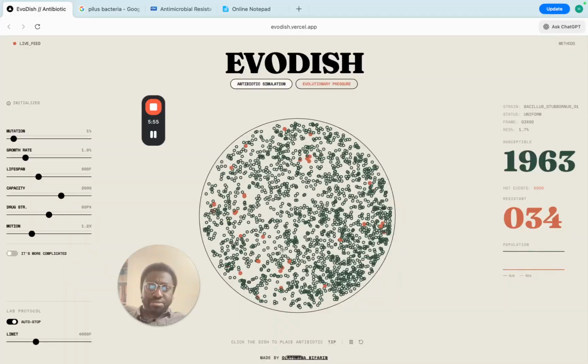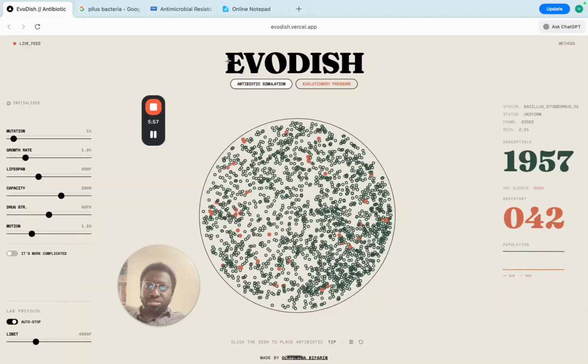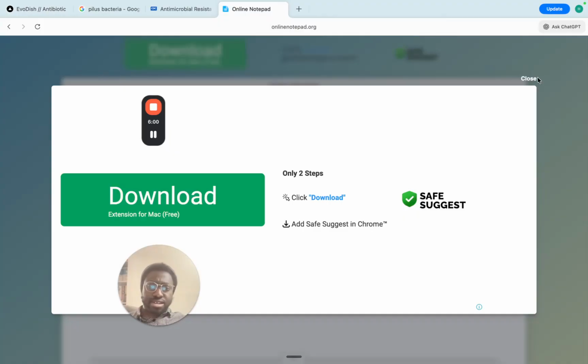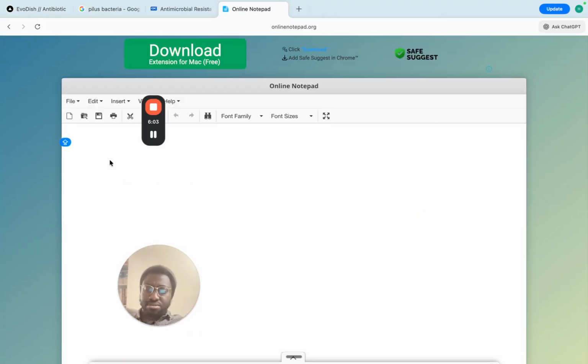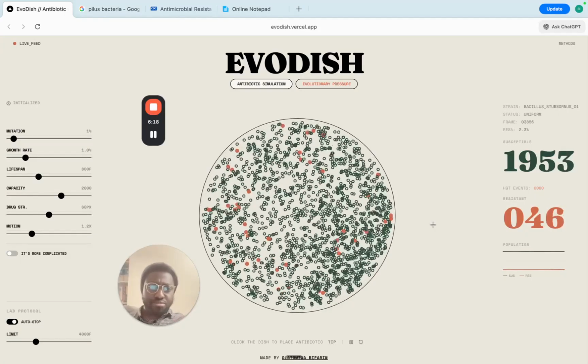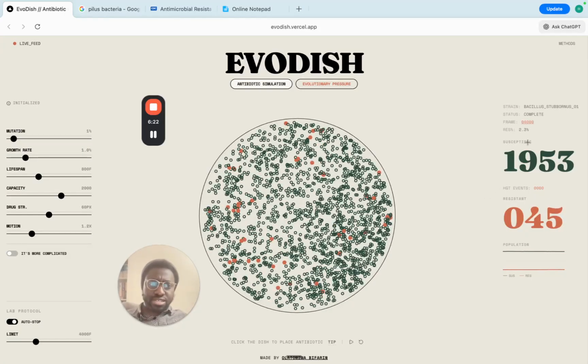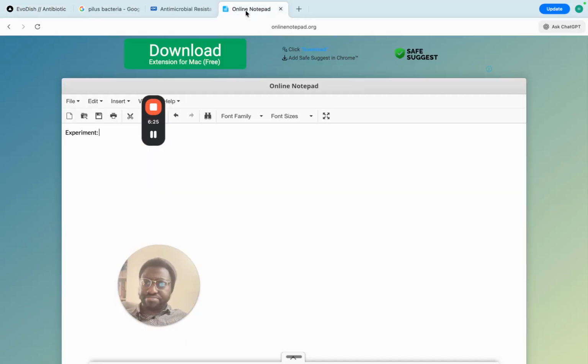So our first experiment, I'm just going to go here and write experiment 1. What's going to be the percentage of resistance? That's what we're going to be writing here: the percentage of resistant strain present in the population once it hits 4,000 frames. So it's completed. We have 2.3. Let's write this here, 2.3. This is experiment condition 1, the default settings.